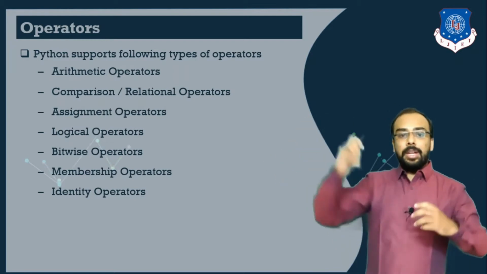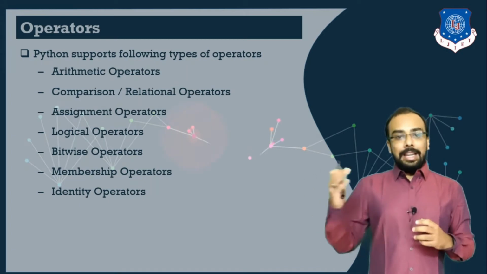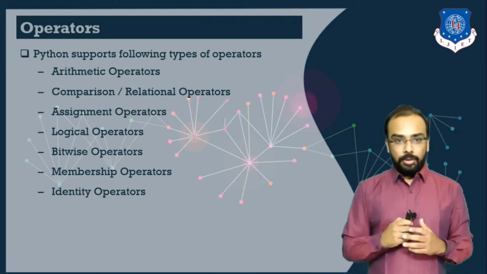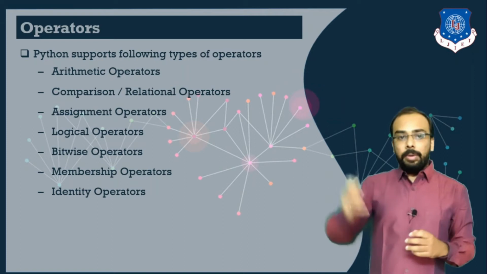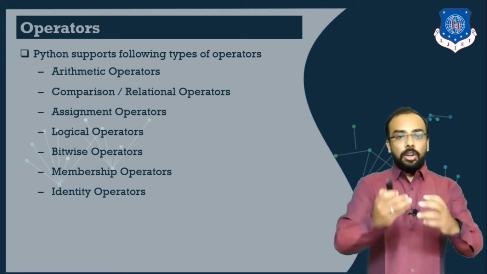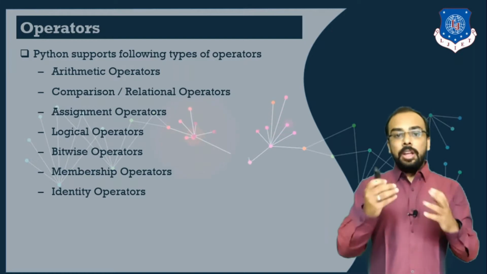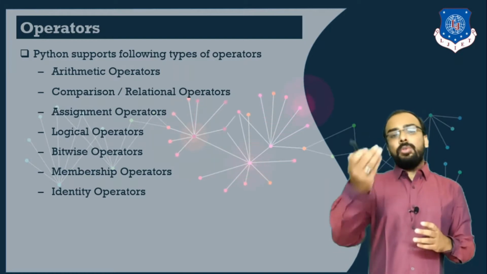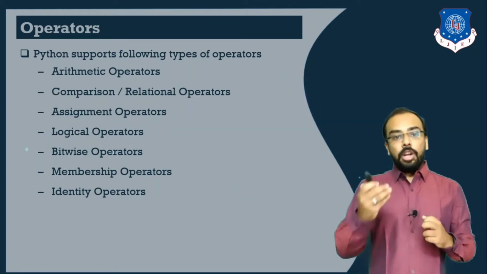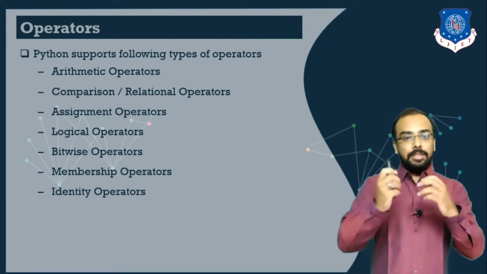Next come the comparison or relational operators. What do they include? They include greater than, less than, greater than or equal to, less than or equal to, and not equal to. Next come the assignment operators. All the arithmetic operators followed by an equal sign are assignment operators. Next come logical operators, which include and, or, and not. In other programming languages you were using symbols, but now in Python, for logical operators you have to use and as a keyword, or as a keyword, and not as a keyword.